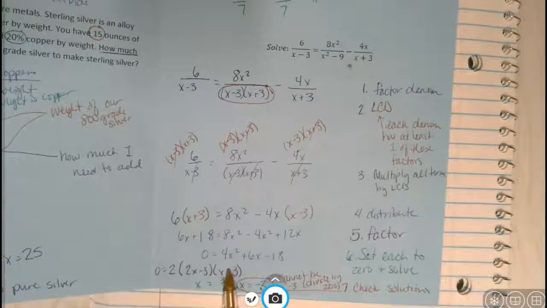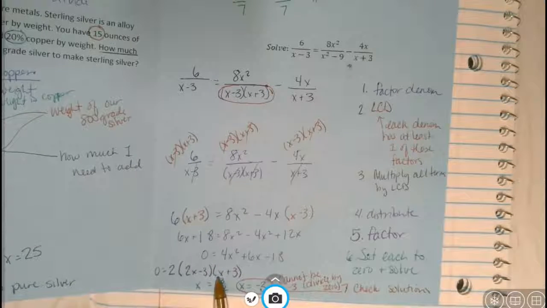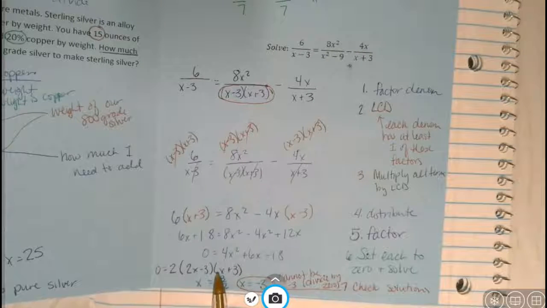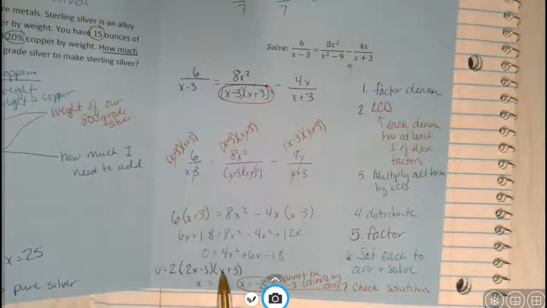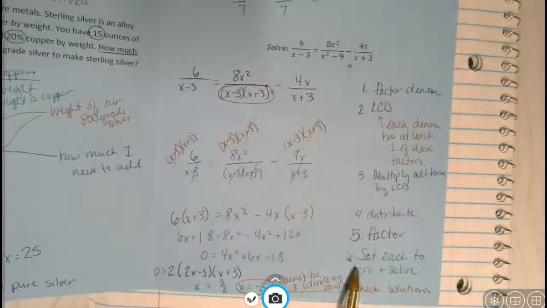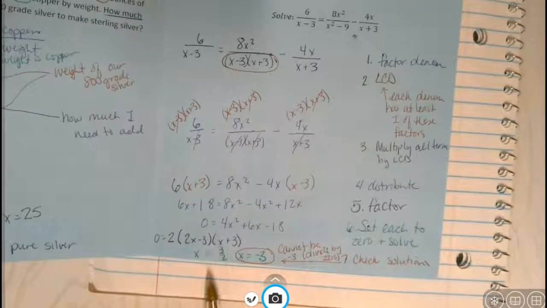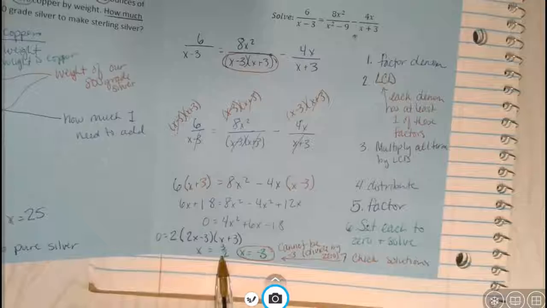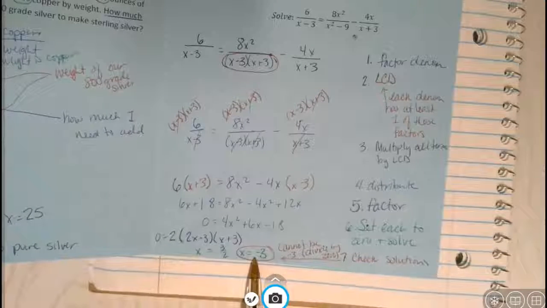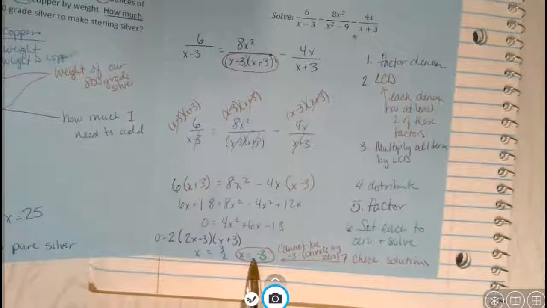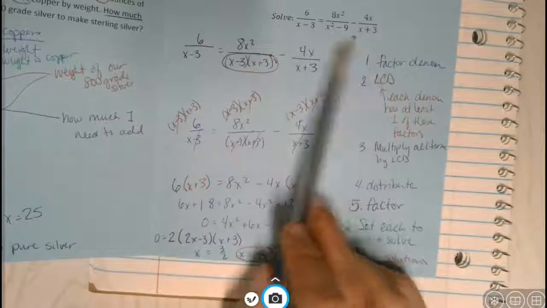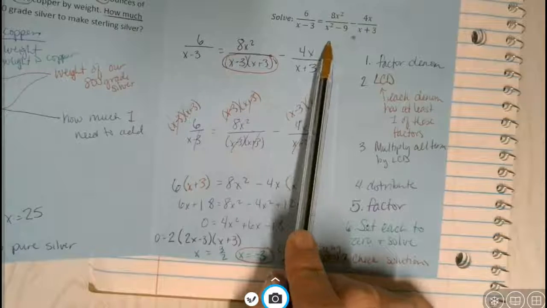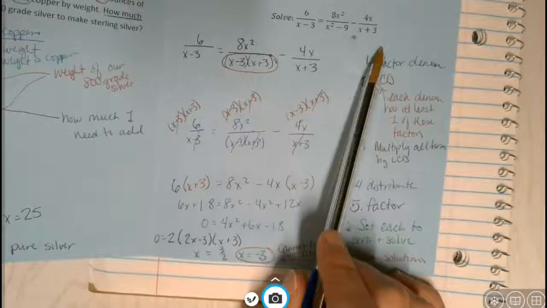Then I factor it using the same strategies I used when factoring any quadratic. I end up with 2x minus 3 and x plus 3. Then using my zero product property, I set each factor equal to 0 and solve. I end up with x equals 3 over 2 and x equals negative 3. So I go back and look at my original problem to see what would make my denominator 0 at any point. It would be either a positive 3 or a negative 3.